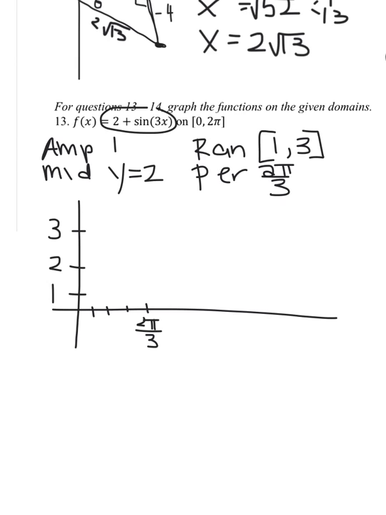Have to make it to 2 pi though. So I go again, 1, 2, 3, 4. Now is 4 pi over 3. Another 4 is 6 pi over 3, and 6 pi over 3 is 2 pi. Now remember, when you're graphing, you are graphing only between the max, the midline, and the min.